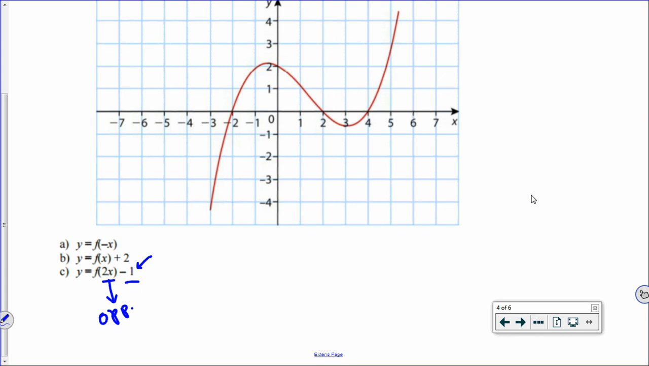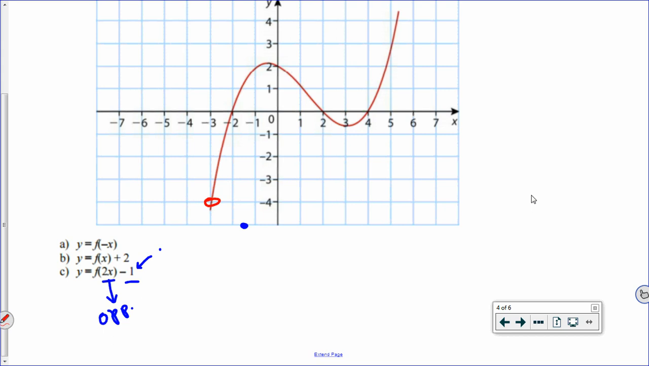So the 2x, if I'm taking a point and trying to transform it, the point that used to be here, the x coordinate of it is going to get cut in half. So it's actually going to move to about here. But then it's also getting shifted down 1. So it's actually going to be here. So that's the new version of the red circled point. And then you have to do the same thing with all the other points.